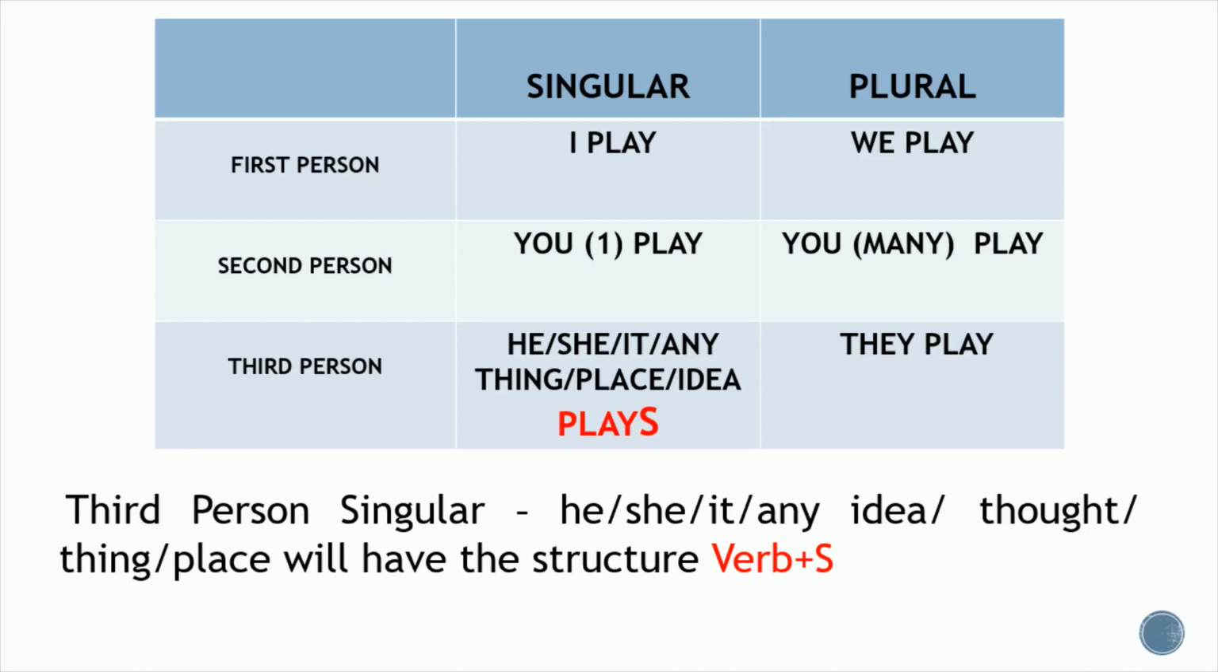But the plural form of third person, they, will not take S with the verb. You notice the third column in the third row says they play, not they plays. So what do we learn from this table? Third person singular is the only concept which takes verb with S. This is the rule for subject verb agreement.